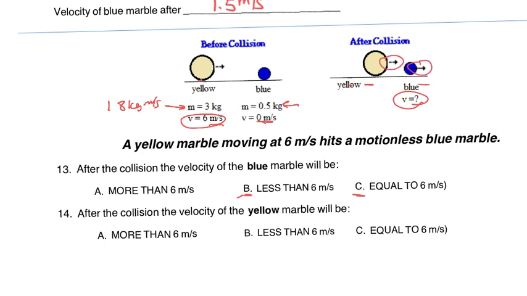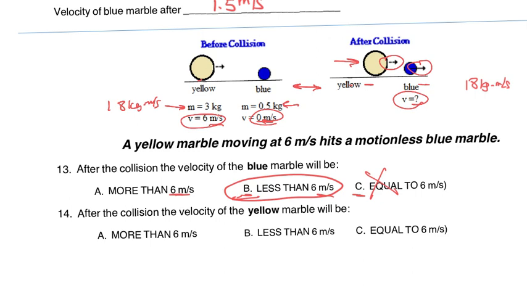If they're both moving, my total momentum still has to be 18 kilograms meters per second. So the blue marble started out at 0 meters per second, and now it's moving. So now it has to be more than 0. So we can rule that out. Is it going to be less than 6 or more than 6? Well, since the yellow marble is still moving, it has to be less than 6 meters per second. If it was more than 6 meters per second, then the yellow marble couldn't still be moving and keep our momentum the same before and after.